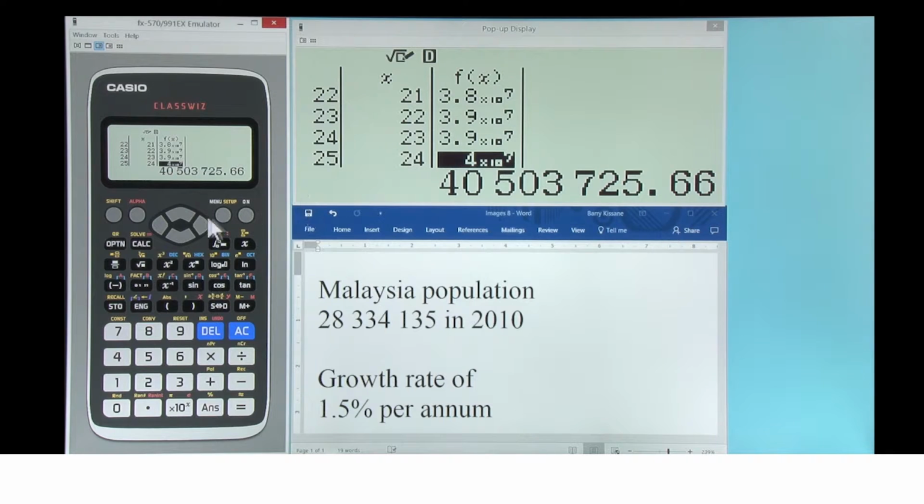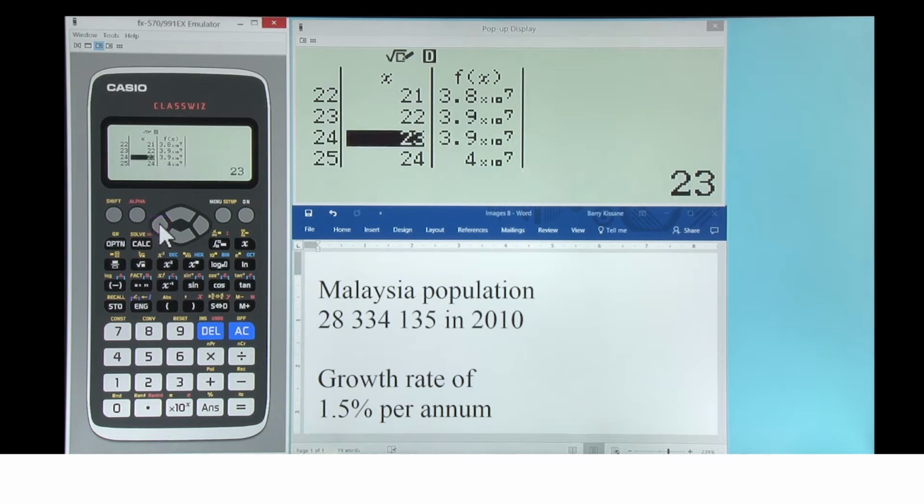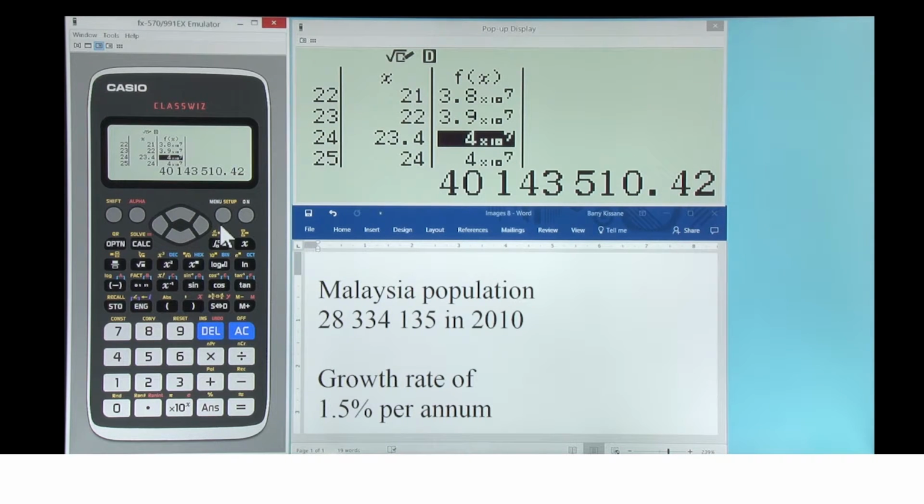We could, if we wanted, choose a value. We could change the x value and say, what if it was a little bit more than 23, a more fine prediction like maybe 23.4, and go back and see what result that's given us, and that's very close to 40 million. However, it would be unwise to be too precise with numbers here.